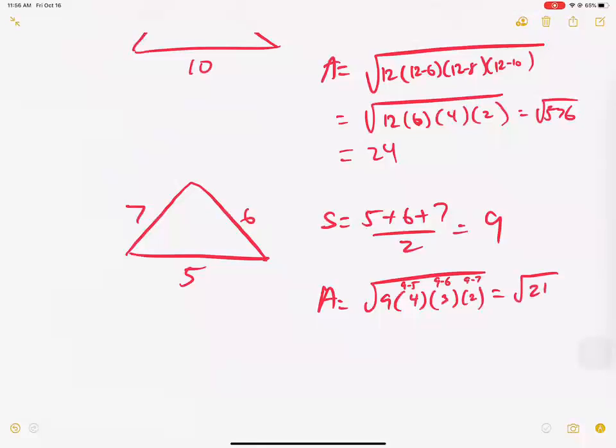That's the square root of 216. And the square root of 216 is 14.6969338. We're going to round up. Area is 14.70 units squared. Okay. That's Heron's area formula. That's how we find the area of these two different types of triangles.